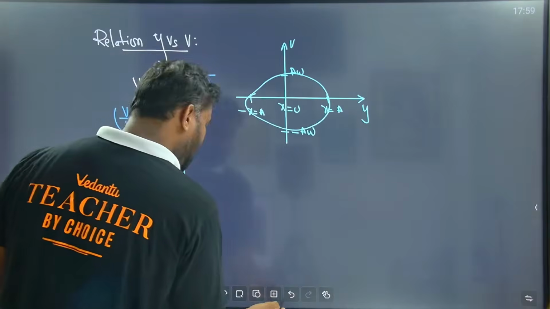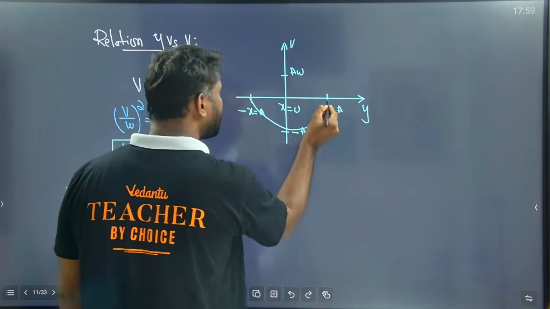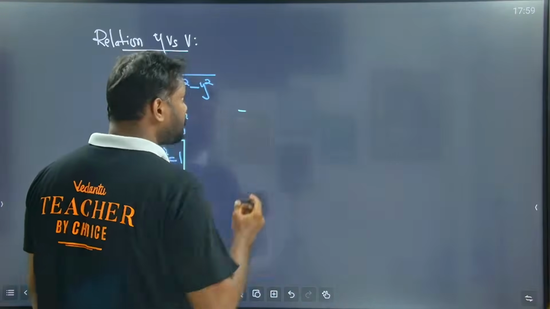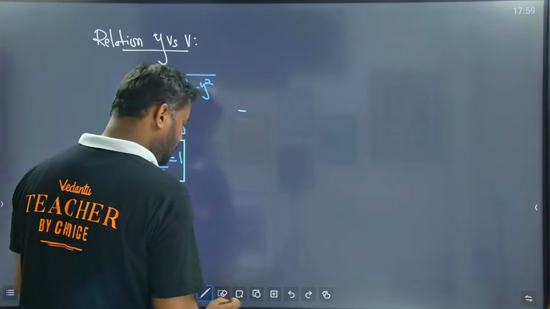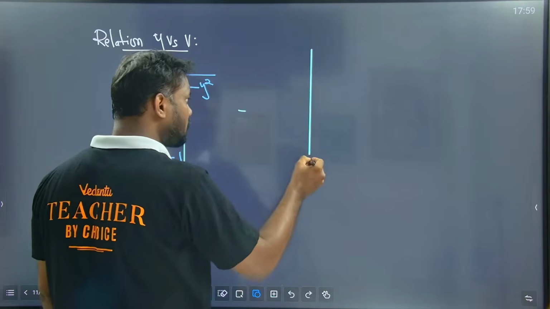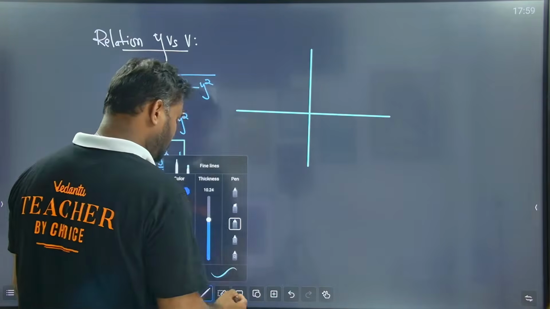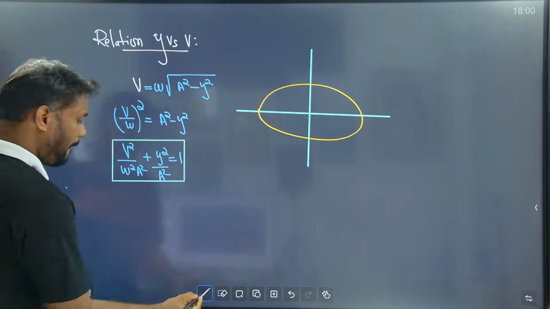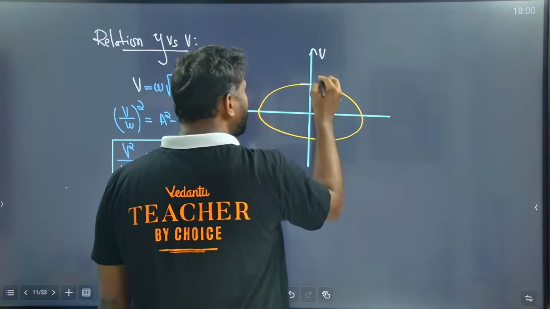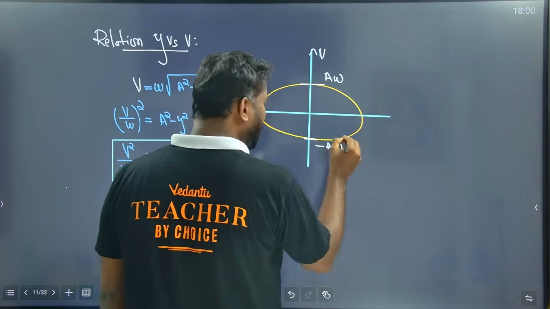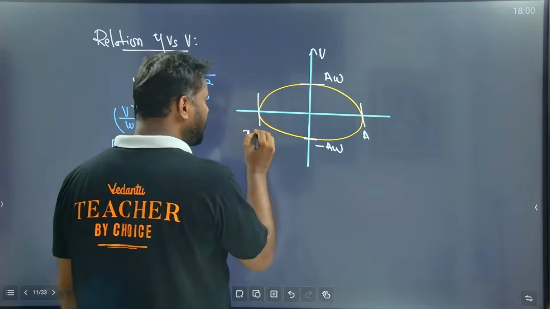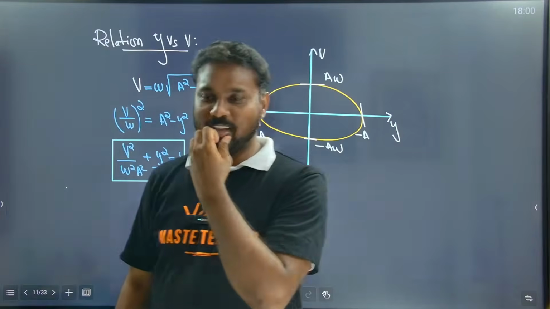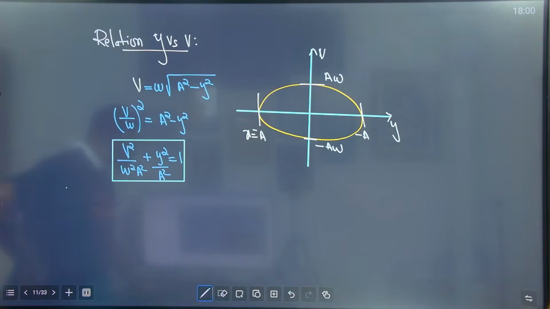Elliptical nature. So clearly if you draw, okay, it's not clear, but just wait. We'll start. So this is the elliptical idea. Now the question is, this is v. This value is a omega, and minus a omega. This is a, and x is equal to minus a. Clear? So this is the position of the particle. Yes or no? This is a very important idea. You must know clearly. This is the relation between y versus v. Clear? Everyone understood, right?